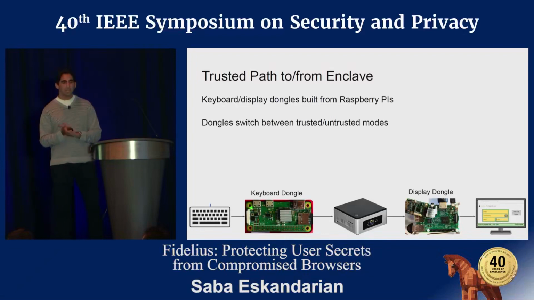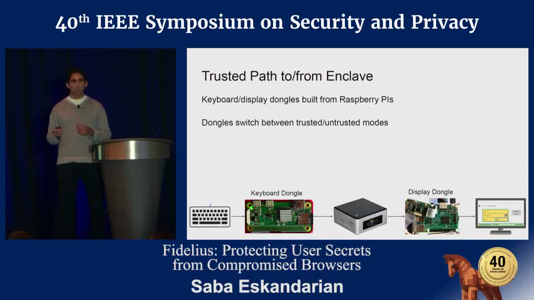When a device is in an untrusted mode, it does the exact same thing that it would do if the dongle wasn't there. So the dongles just act as pass-through devices. If a user presses something on the keyboard, the dongle pretends to be a keyboard and sends the key press to the computer. For the display, the dongle just receives all of the HDMI output from the computer and sends it back out on its own HDMI output to the display.